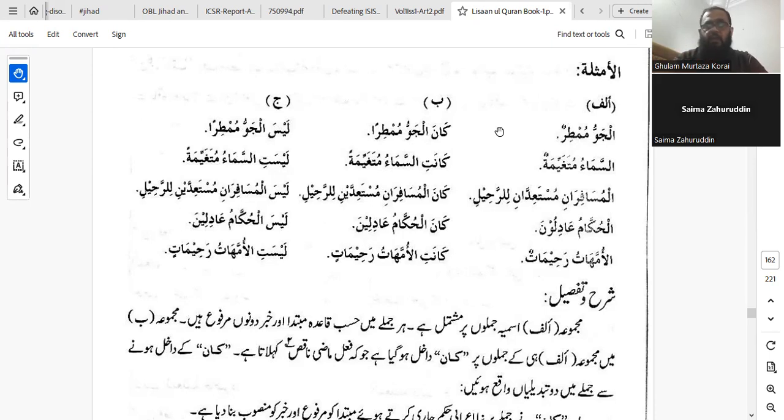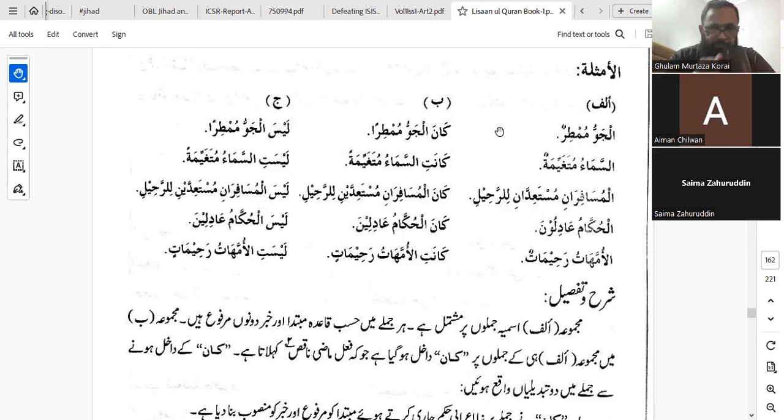And naqisa means if it's kana al-jawwu, it will not convey its meaning completely unless we add the khabar, that is mumtiran. So that is why it is naqis. Brother Ayman, do you understand both of them? Nasikh and naqis? Ji Ustad. Sister, every time the khabar needs to be mansub. Is that correct, sir? Yes, after kana the khabar needs to be mansub. And that is why it is nasikh.